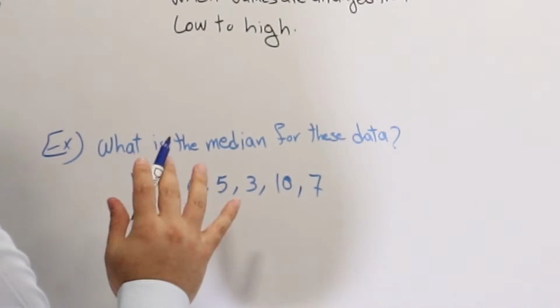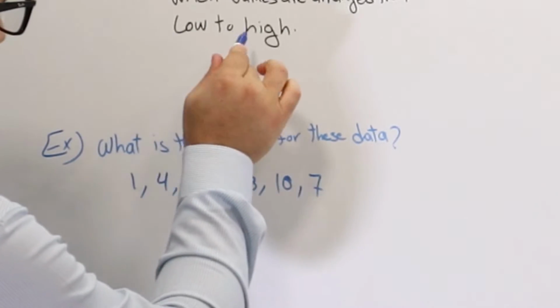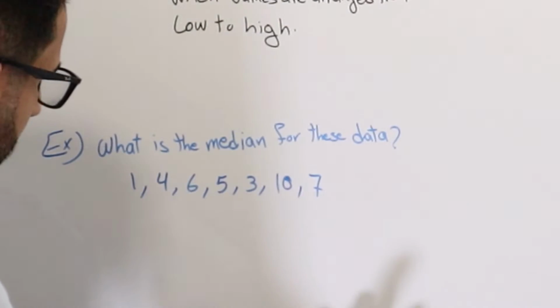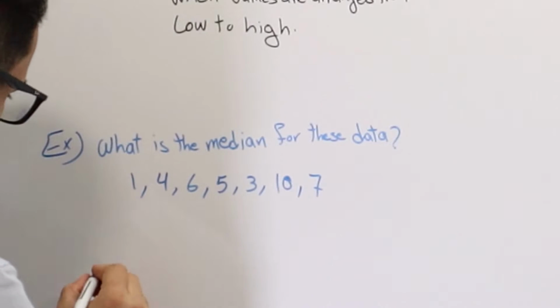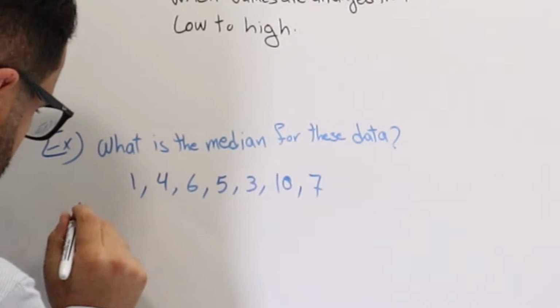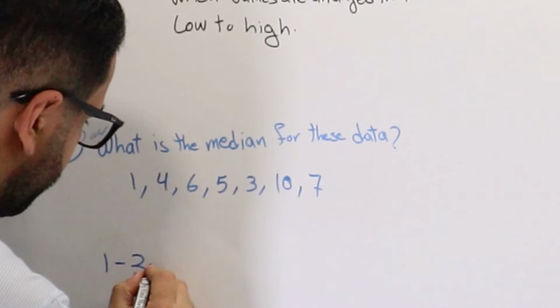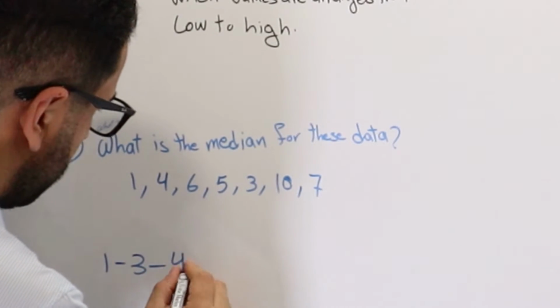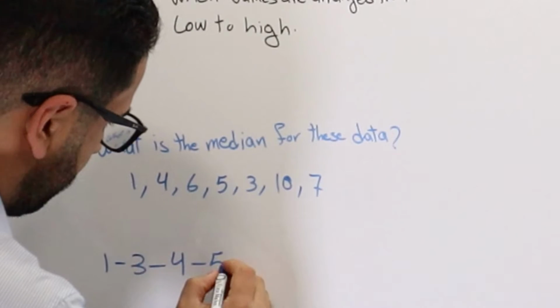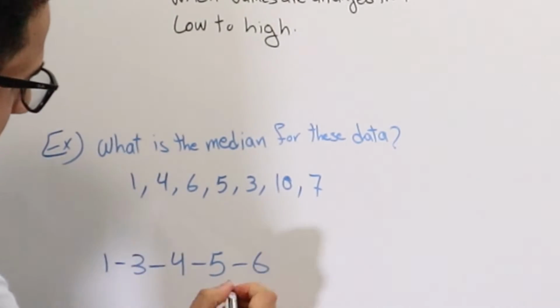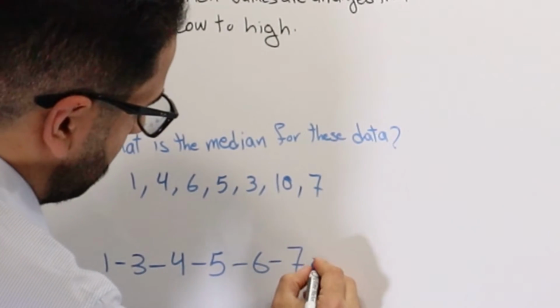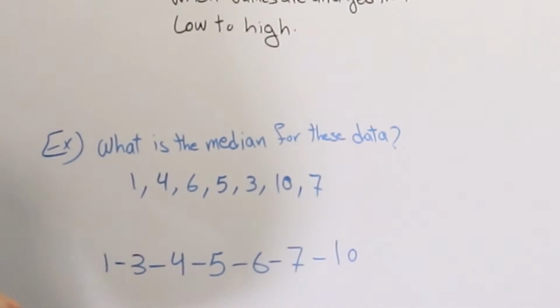First of all, we need to arrange them from low to high. What I mean by low to high is the value. So number one would be the first digit, and then following that would be 3, 4, 5, 6, 7, and then 10.